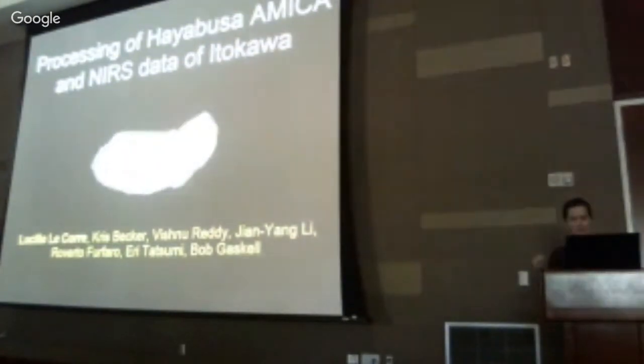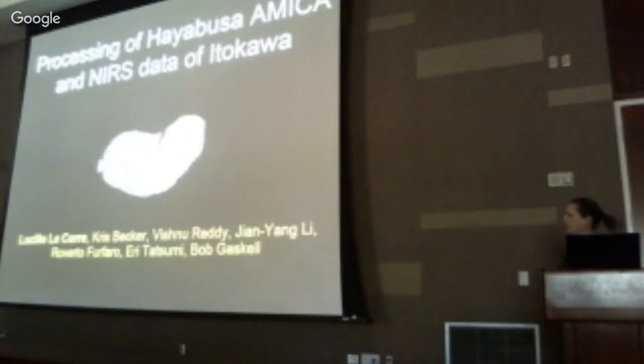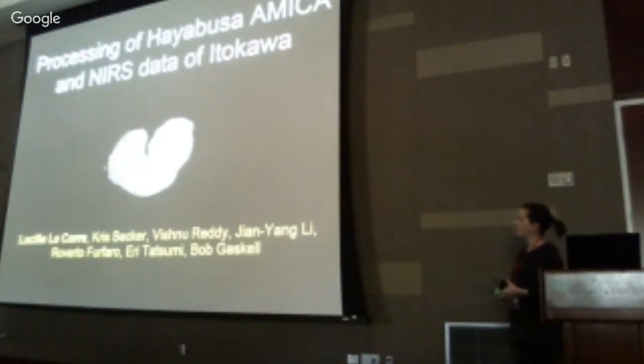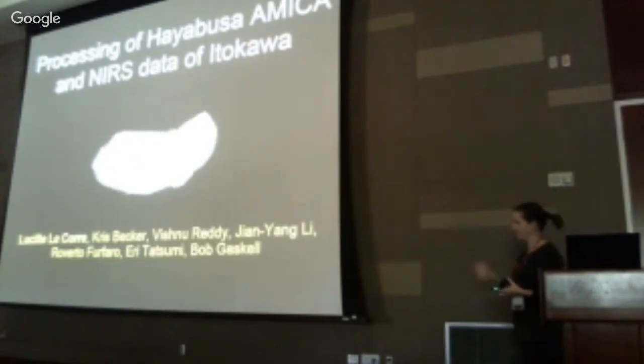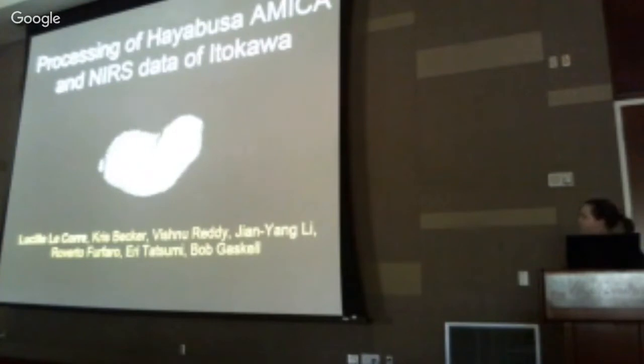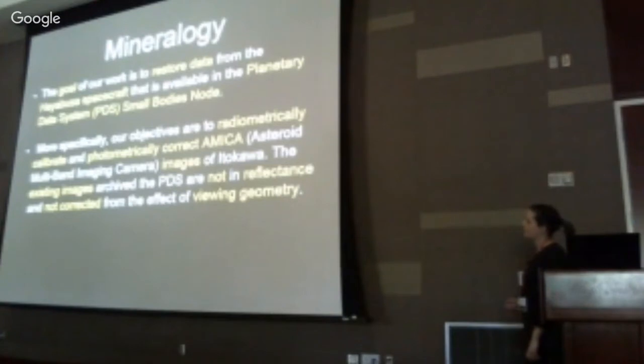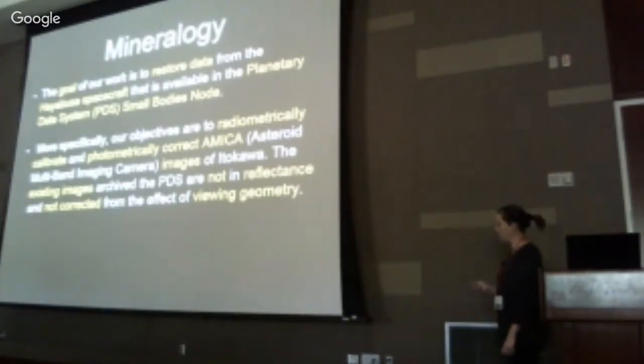So, can you hear me? So I'm going to talk about some work I'm doing on processing the dataset from the Hayabusa mission camera, Amica, and then the NIRS spectrometer. The goal of our work is to restore the dataset that is on the PDS, the Planetary Data System. More specifically, we want to radiometrically calibrate and photometrically correct the Amica color images of Itokawa. The existing archived dataset in the PDS is not in reflectance and it's not corrected for the effect of viewing geometry.